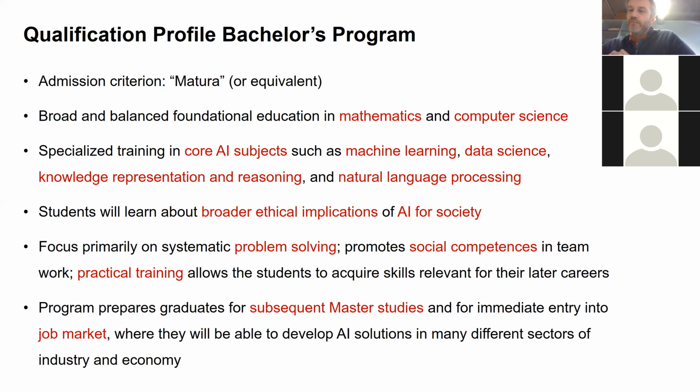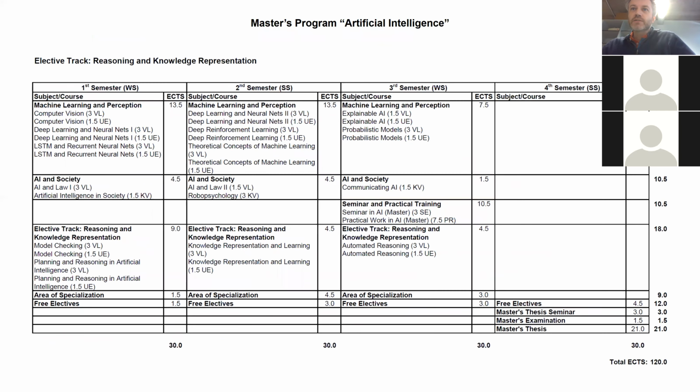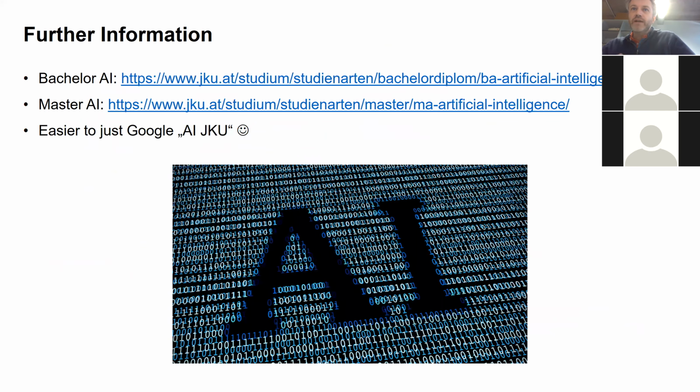And what is the aim of our bachelor's program? It's the aim that every good program should have. It should prepare you to either go on with subsequent master studies in AI or some related field, but a bachelor program also needs to be able to stand for itself. So our goal is that you are prepared for the immediate entry into the job market if you wish to do so. We hope that we train you so that you will be able to develop AI solutions in many different sectors of industry and economy. I can jump over the master's program and go to my final slide.